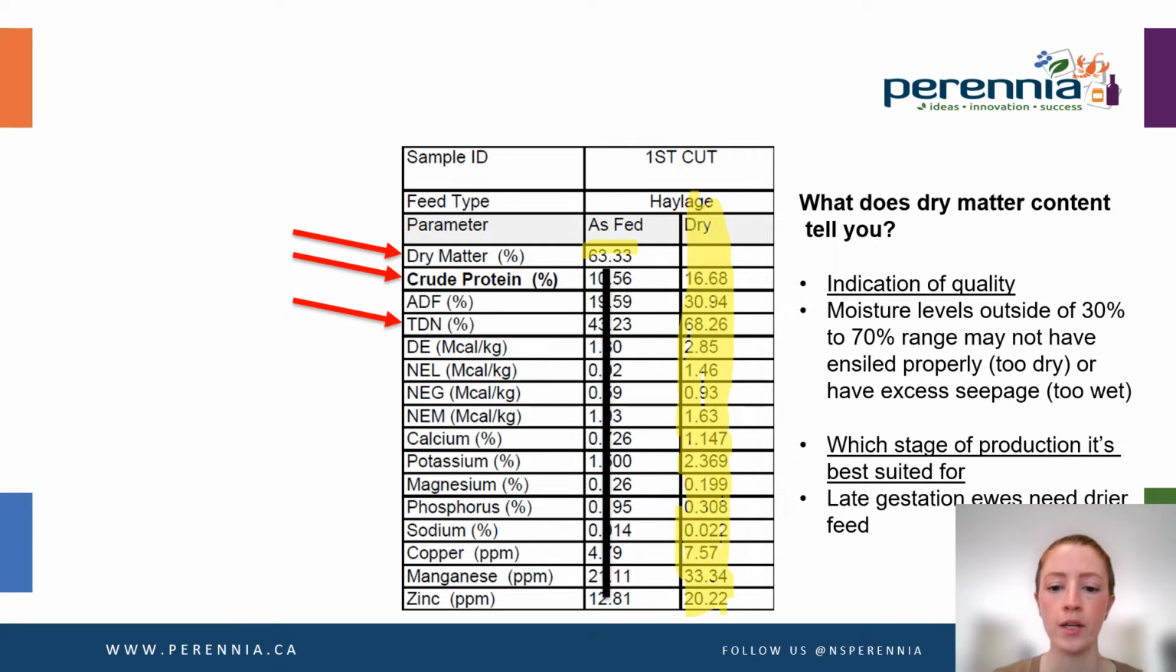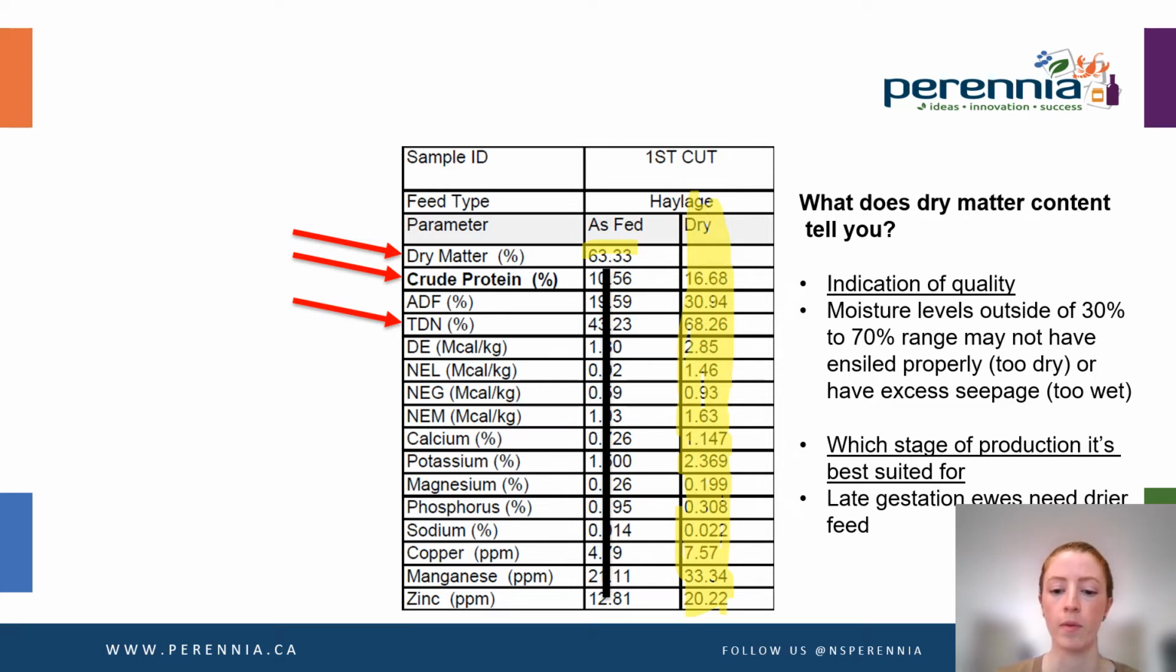So the dry matter is going to tell you, it's going to be a pretty good indication of quality. Especially if it's silage, for example. Moisture levels that are outside of sort of the 30 to 70% range might not have been siled properly because they were too dry, or they might have had excess seepage if they're too wet. And it's also going to tell you what stage of production it's best suited for.